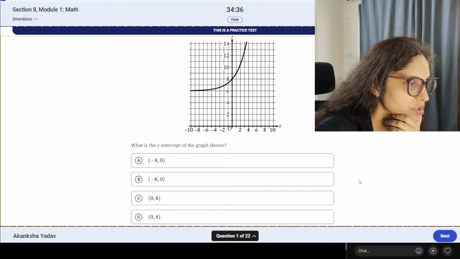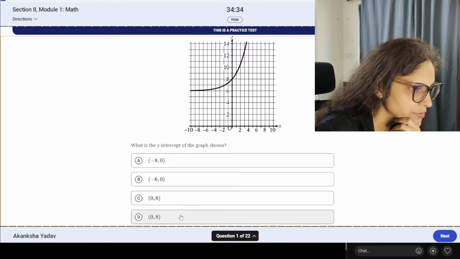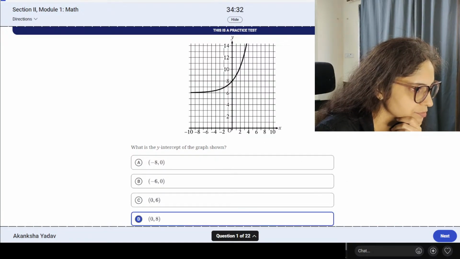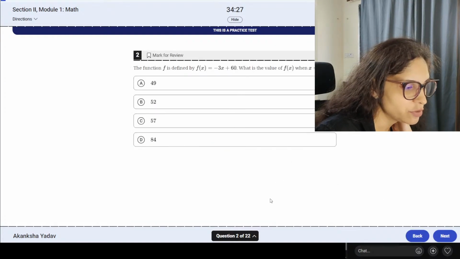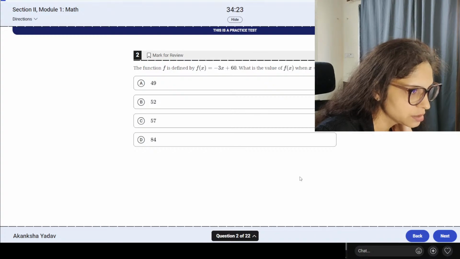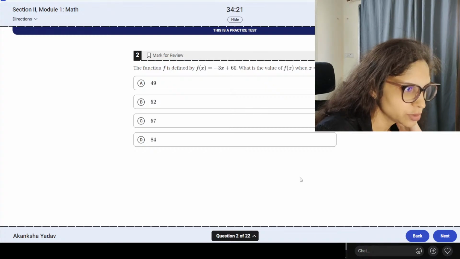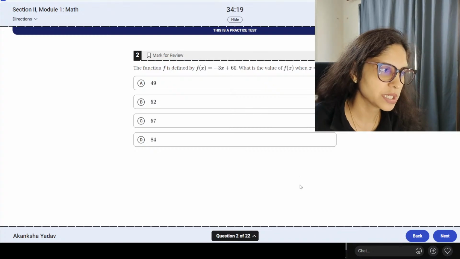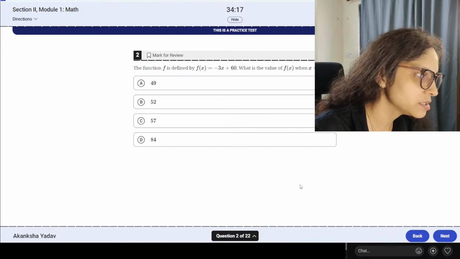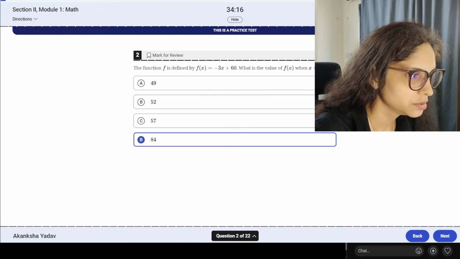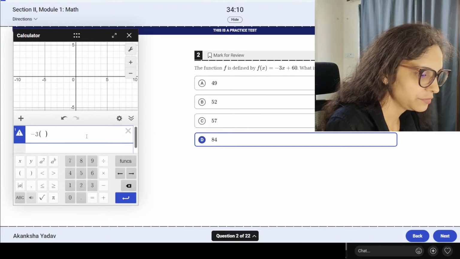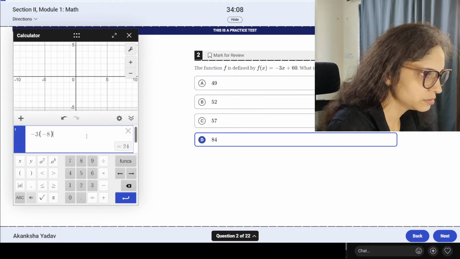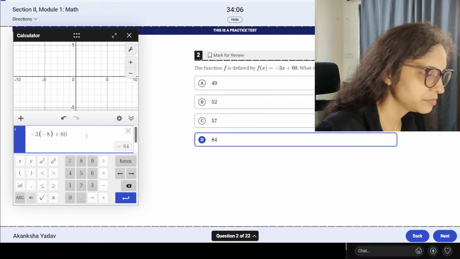What is the y-intercept of the graph shown? It is 0, 8. Function f is defined by f of x is equal to negative 3x plus 60. What is the value of f of x when x is equal to negative 8? Negative 8 times negative 3 is 24. 24 plus 60 is 84. If you want, you can use Desmos also. Negative 3 times negative 8 plus 60.